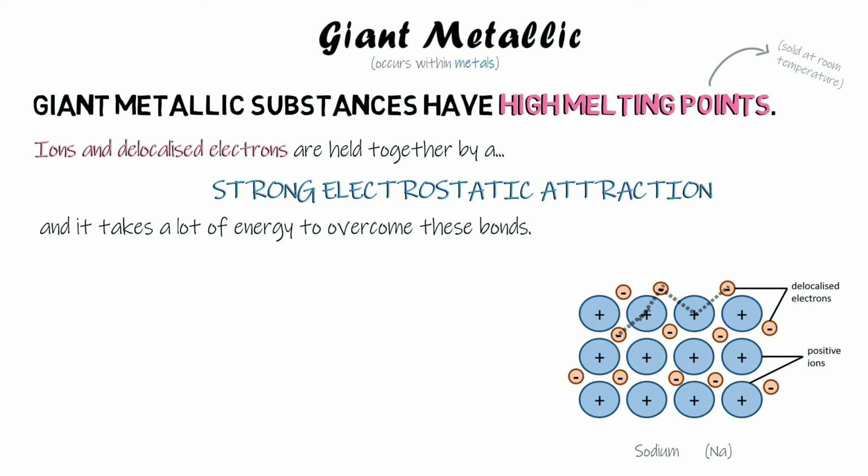And it takes a lot of energy to overcome that, because the metallic bond, the electrostatic attraction, is very strong. It takes a lot of energy to overcome that, and that means they have a high melting point. You have to get them really hot in order to break that bond, because that's what we're trying to do when we're melting one of these substances.